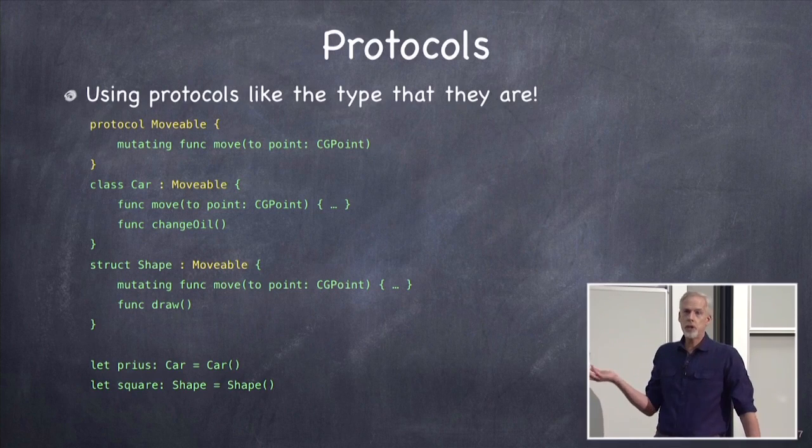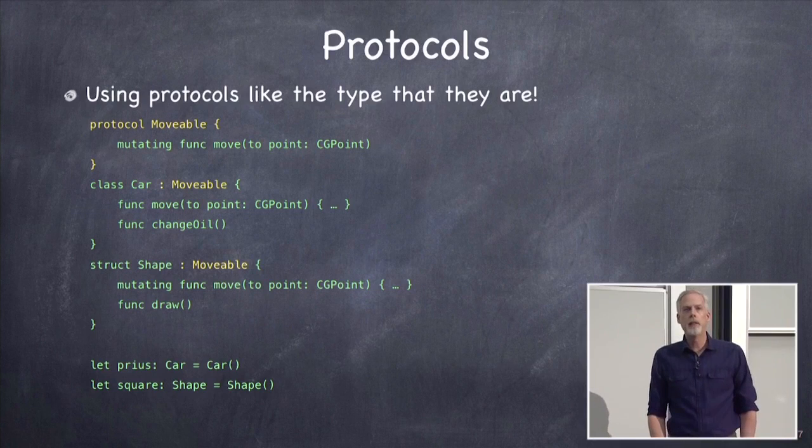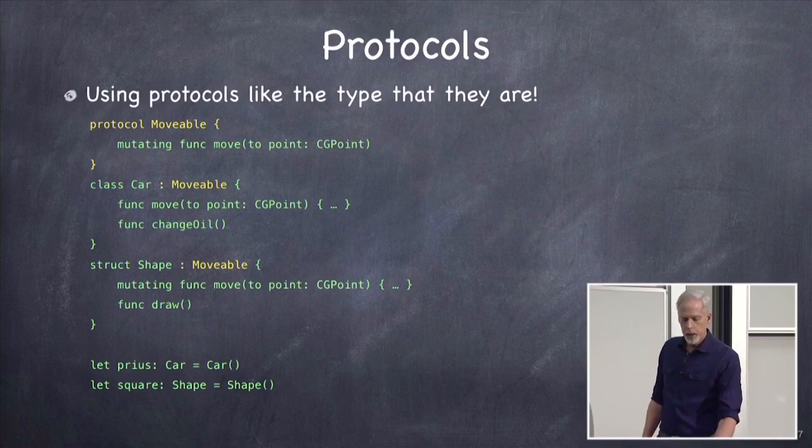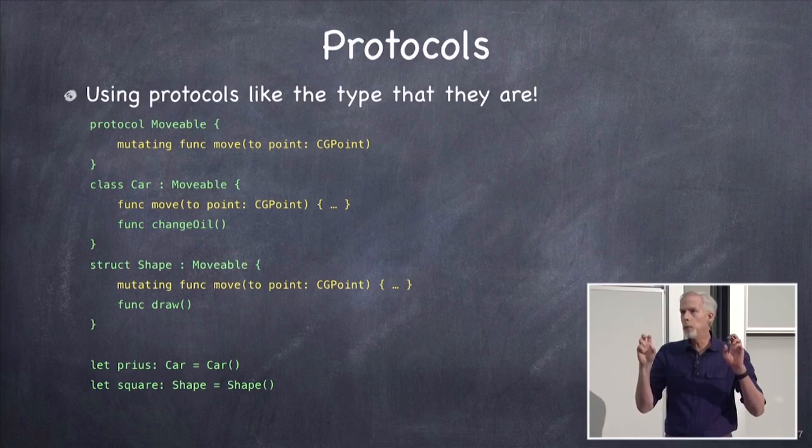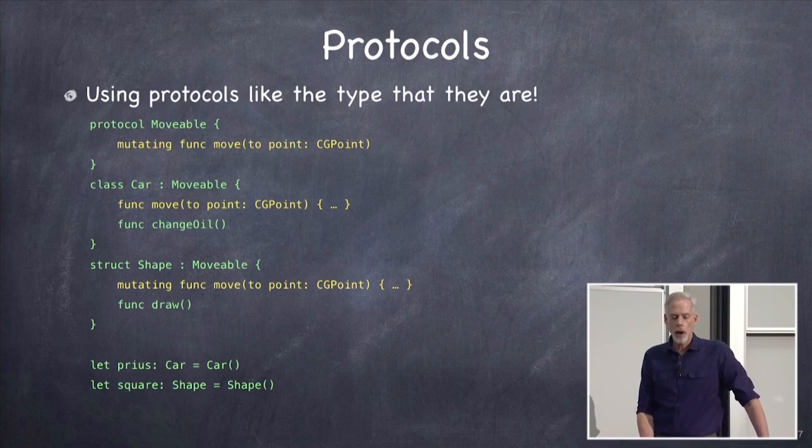And similarly, I have this struct called Shape. It also implements Movable. Look, mutating func moveToPoint. It actually implements that. But it also has a function called draw, because it's a shape and it can be drawn on screen. So both of these types implement this protocol Movable. Do you see that they're all Movable? A car is Movable, a shape is Movable. That's how we would describe those.